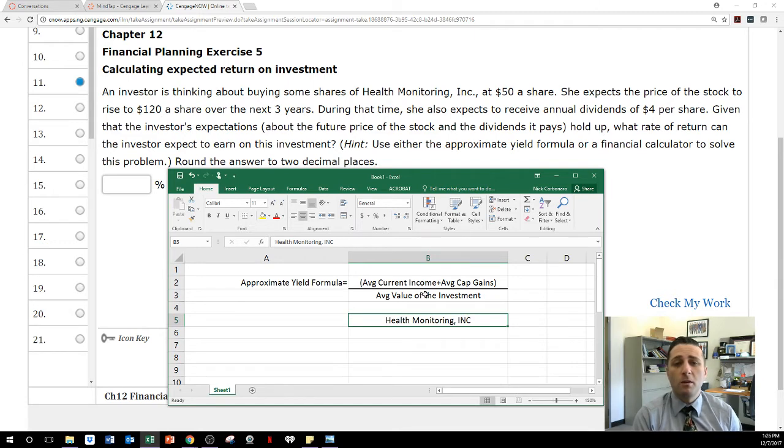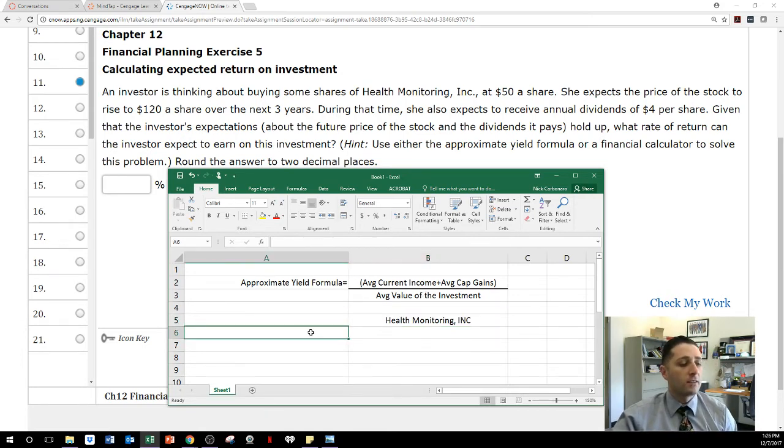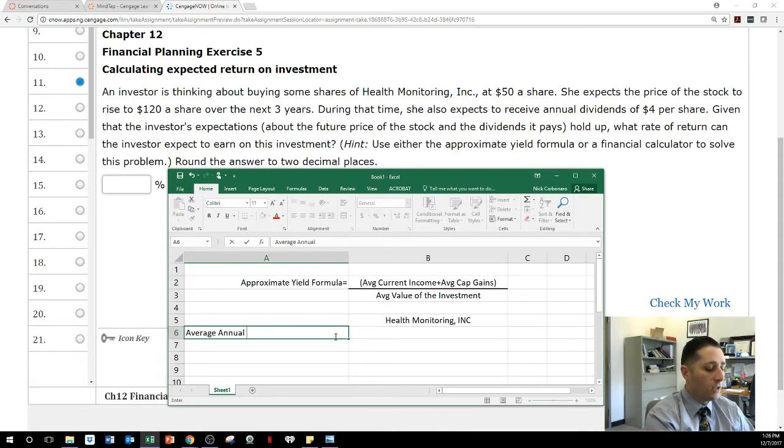Some professors may require personal financial calculators. Others may try Excel. I'm going to do it by hand just to show you how to do it by hand, because a lot of professors are old school and want you to do it by hand. So what we need to figure out are the 3 things that are involved: current income, capital gains, and value of investment. But before we do that, I want to break this down using the information right here. So one of the things that we can break down is the average annual dividends.